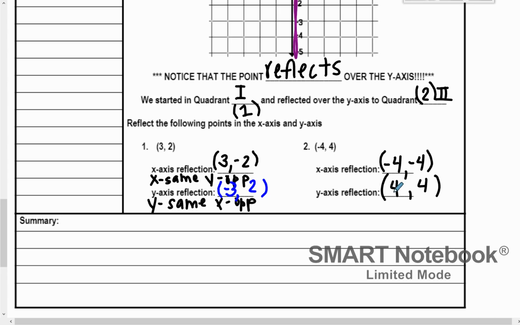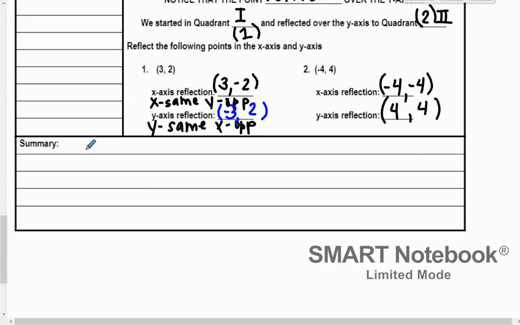And that's it. I would like you to write a summary today with just those 2 main rules. What is our x-axis reflection rule for those coordinates, and what is our y-axis rule for those coordinates? Because that is something that we need to be able to remember. So write a quick summary that just describes those 2 rules that we learned. Then you may get started on your classwork.